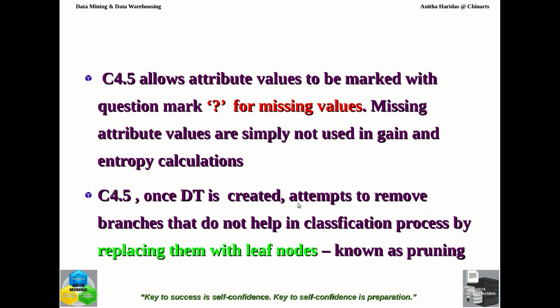So that is what is explained here. It attempts to remove branches, and if that branch does not help in the classification process, this branch will be removed and it will be replaced with the leaf node. We had already discussed in our construction principle what we mean by pruning and how pruning helps in reducing the size of the tree. All those points we discussed in our previous video.